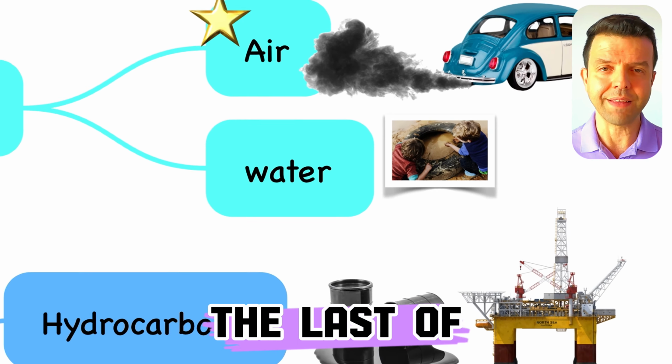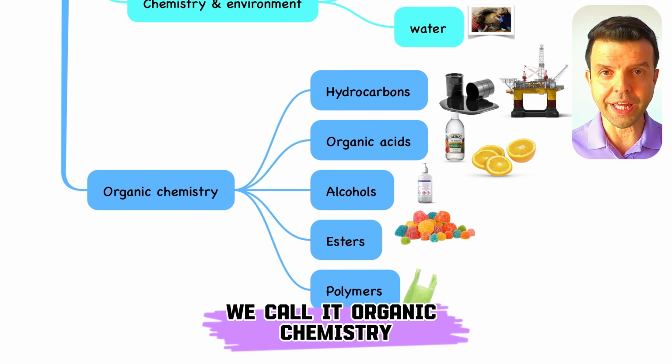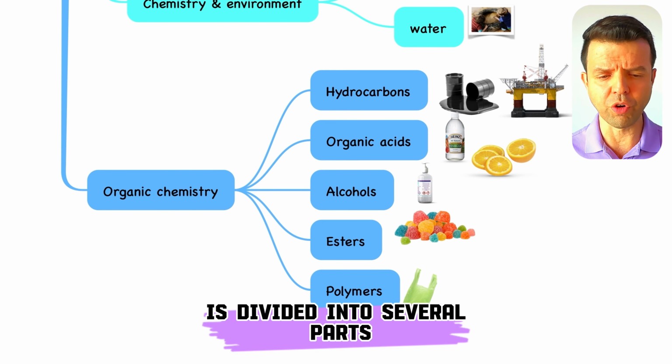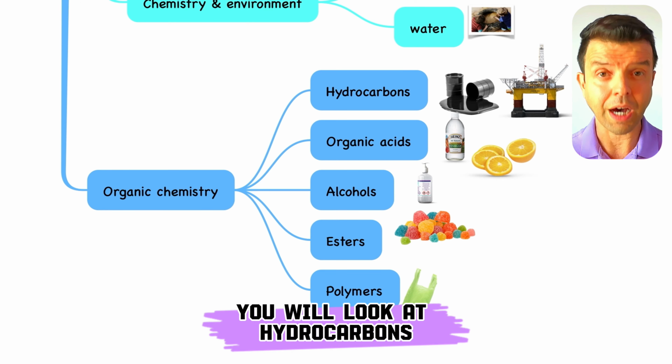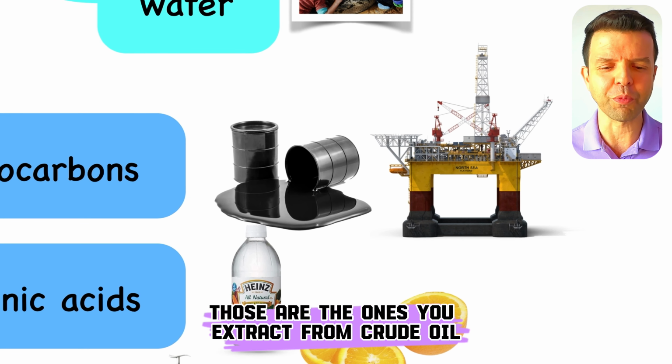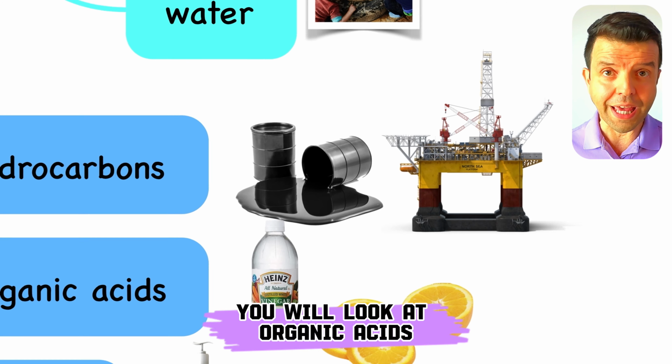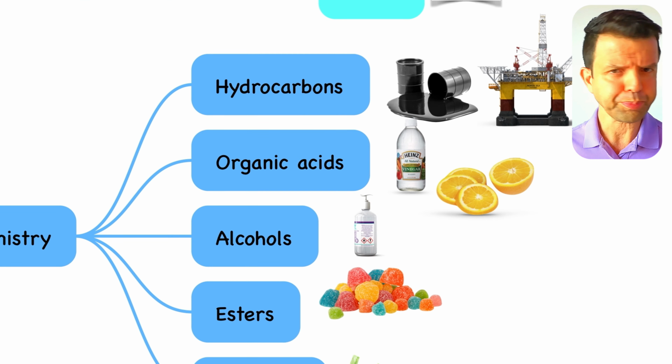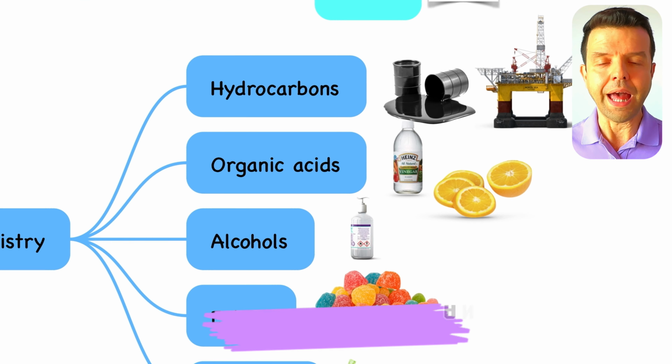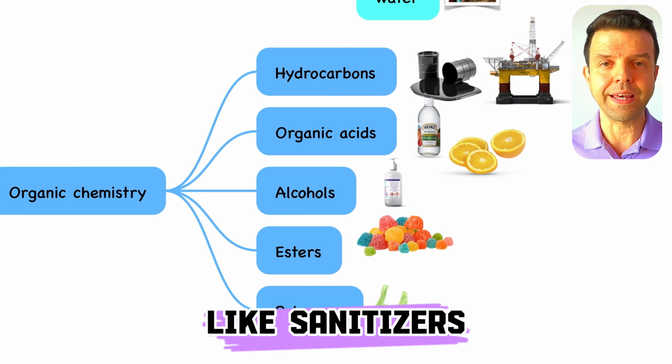Then we have the last topic. This topic is huge. We call it organic chemistry. It's divided into several parts. So the first part, you will look at hydrocarbons. Those are the ones you extract from crude oil. You will look at organic acids like vinegar or lemon juice. And then you will look at alcohols like sanitizers.